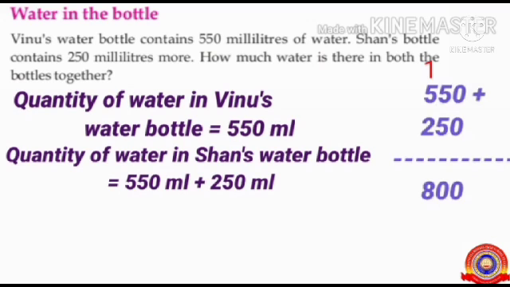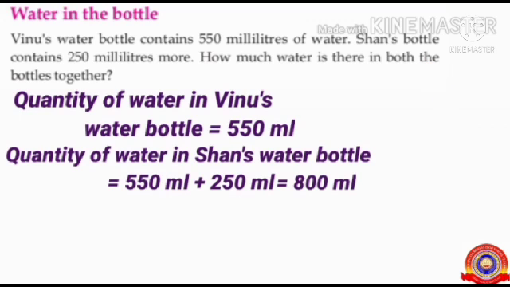0 plus 0, 0. 5 plus 5, 10. Write 0, 1 carry over. 5 plus 2, 7. Plus 1, 8. 800. So, quantity of water in Shan's water bottle equals 800 milliliters.